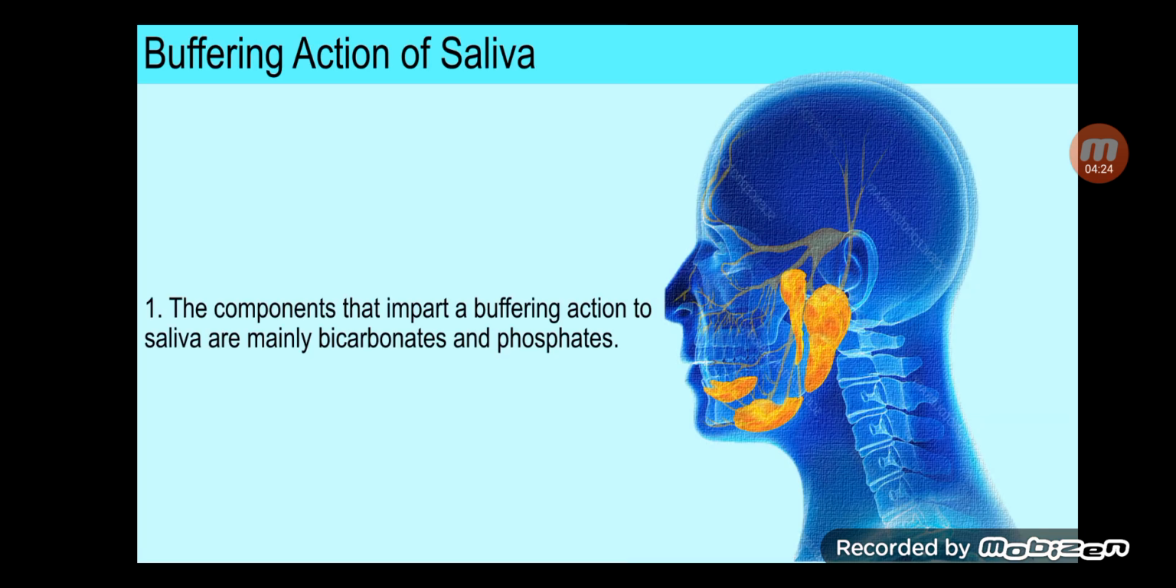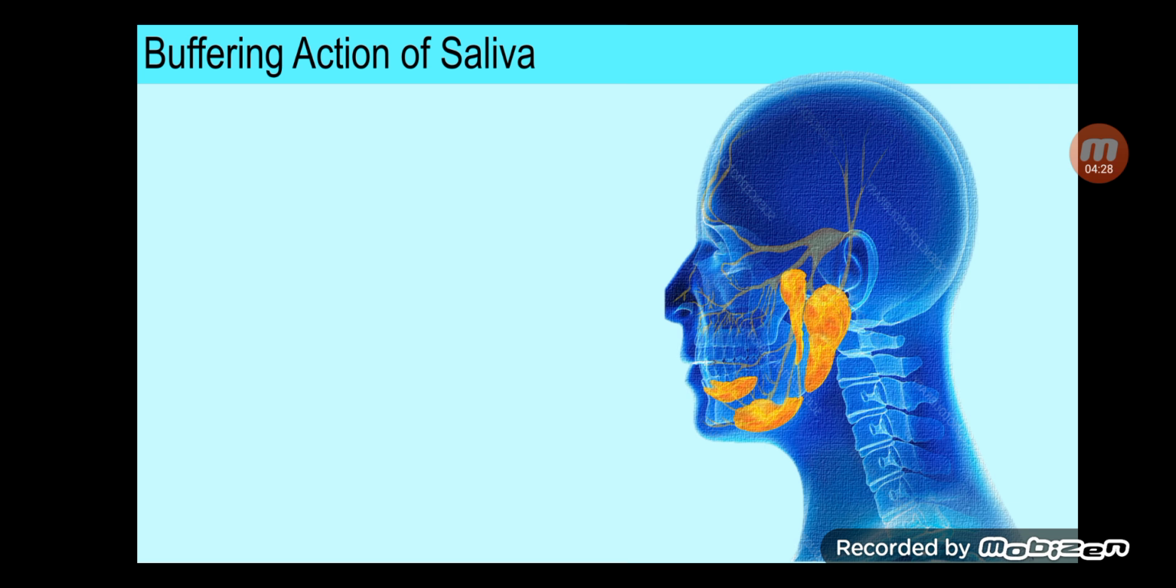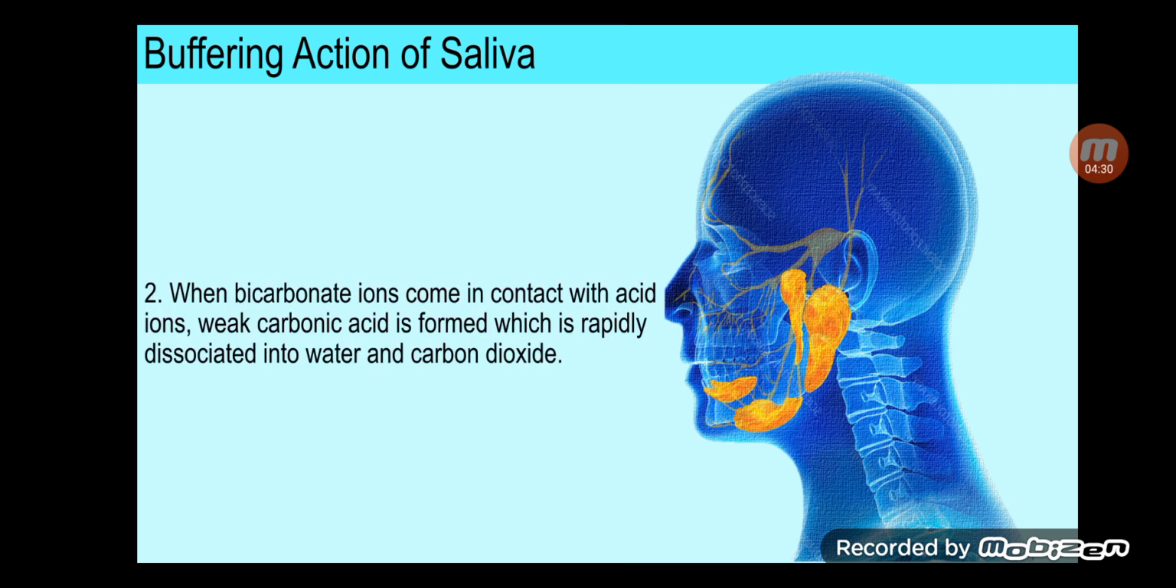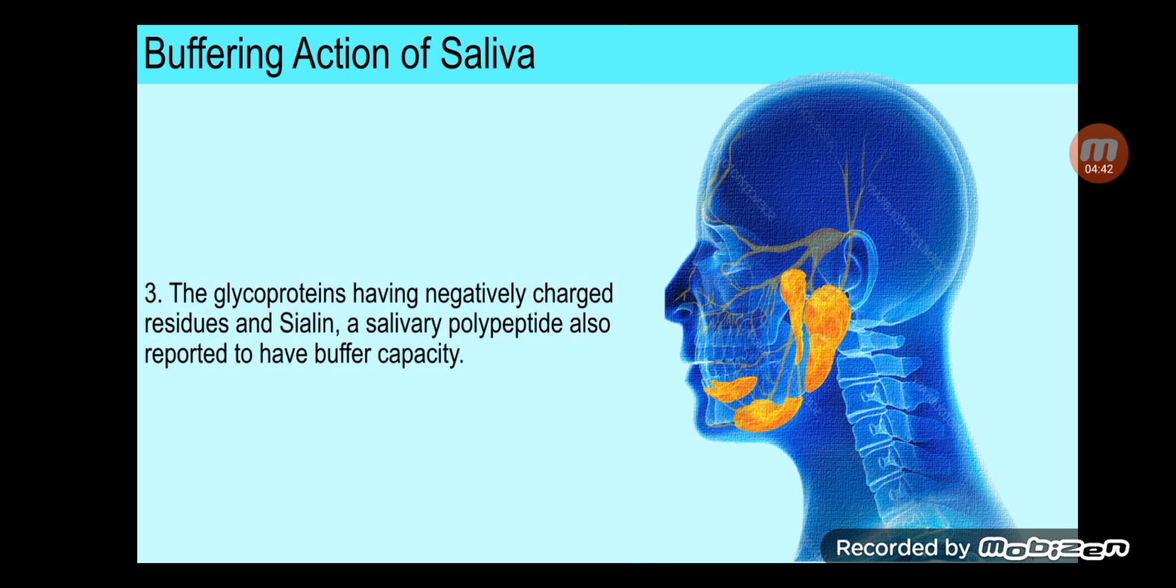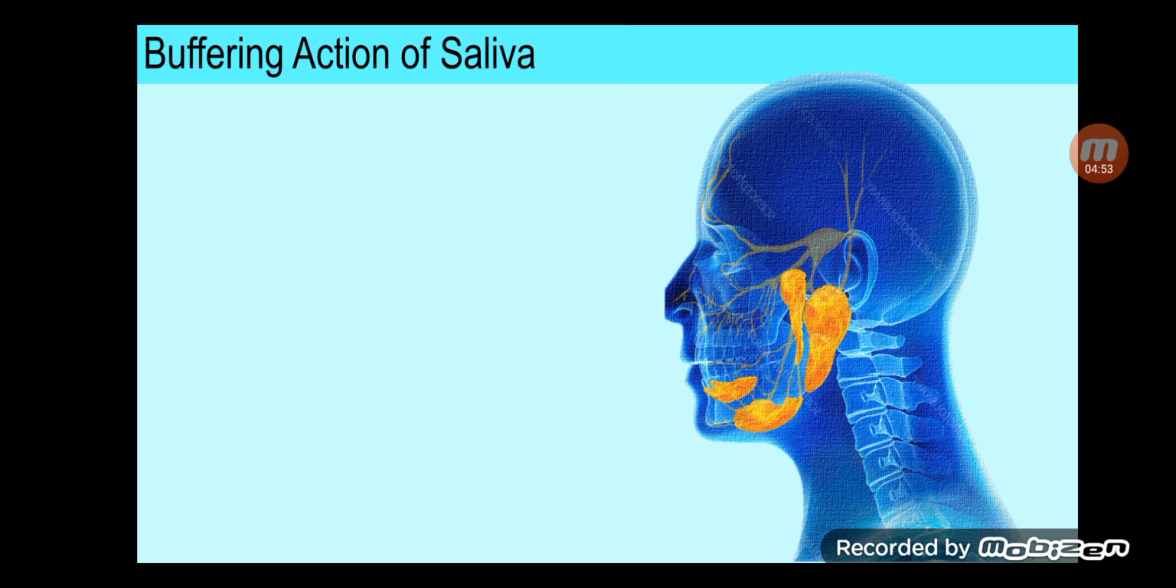So the buffering action of saliva is by the bicarbonate and phosphates. When bicarbonate ions come in contact with acid ions, they form carbonic acid, which is rapidly dissociated into water and carbon dioxide, thus reducing the number of acid ions in the saliva. It also has glycoproteins with negatively charged residues, and sialin, a salivary polypeptide also reported to add buffer capacity to the saliva.